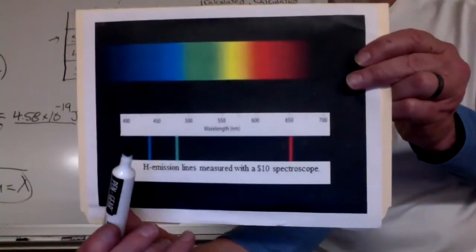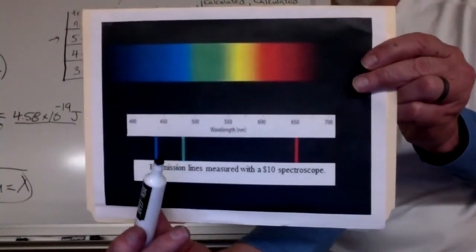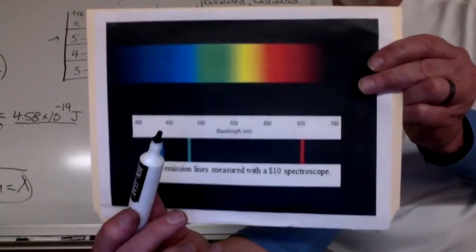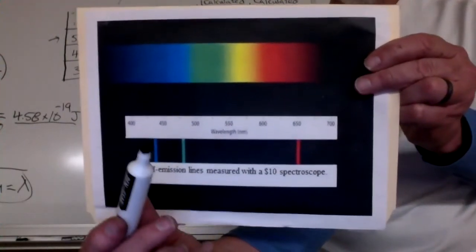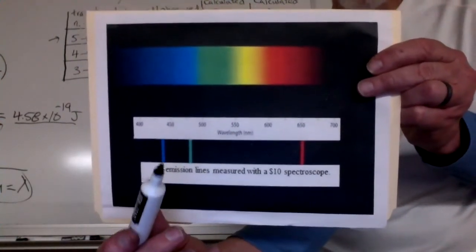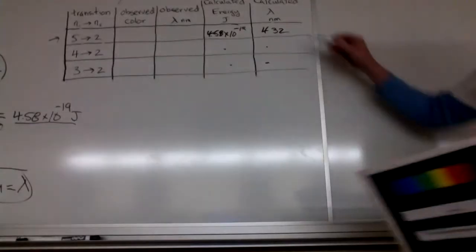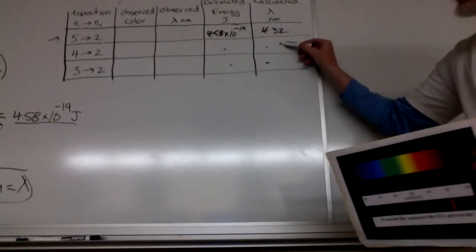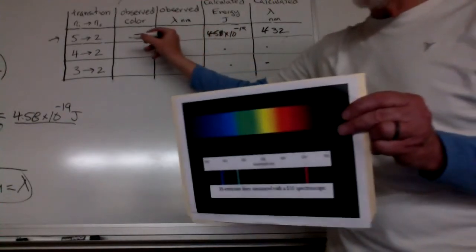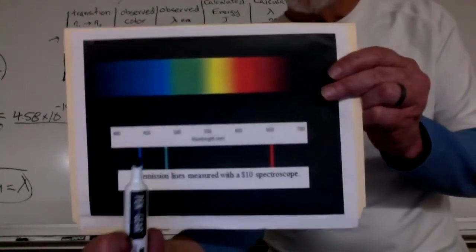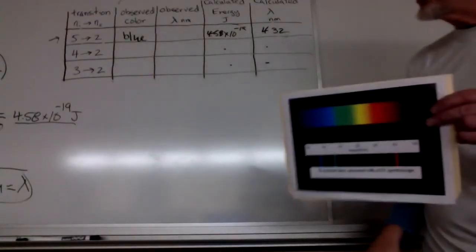Now, notice that the wavelength here, this blue line, has a wavelength of around 430 to 440, right? And what did we get in our Bohr calculation for the 5 to 2 transition? We got 432 nanometers. So this observed line color would match this blue line. So we'll say blue seems to match with what the Bohr model predicts.